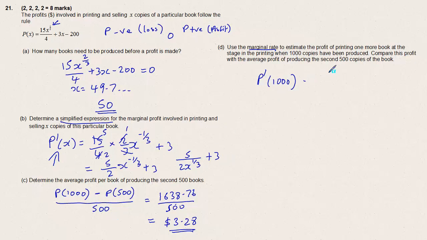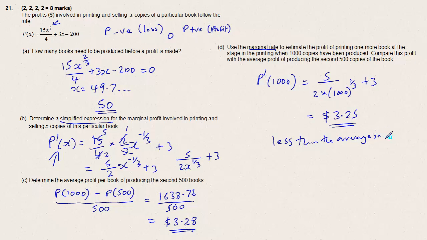So that's going to be 5 over 2 times 1000 to the 1/3, add 3, and if we work that out, it comes to $3.25. So that's less than the average in part C.